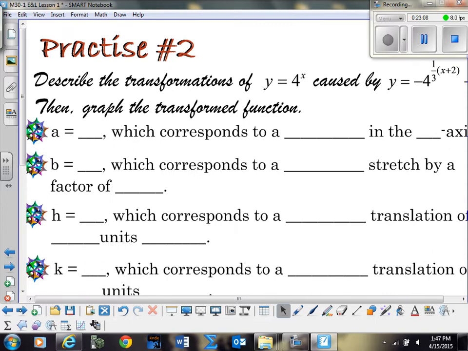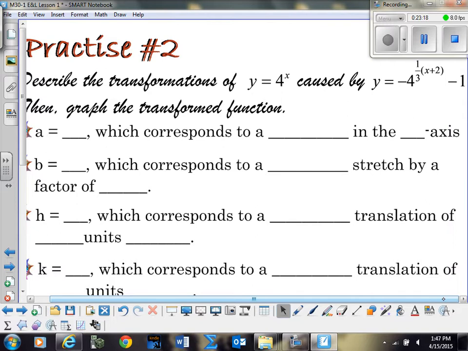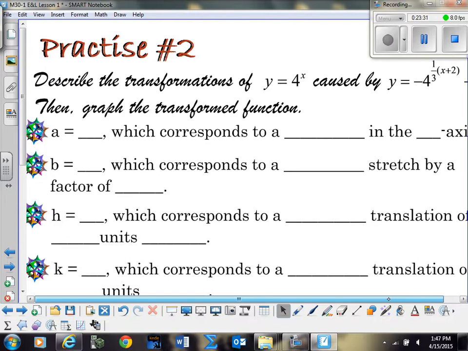Describe the transformations. Okay, so in this case, what is the a value? This is a pretty complicated transformation here. We have a lot going on. The a value in this case is 1. It corresponds to a in the which axis. So let's see if they're talking about a reflection here.